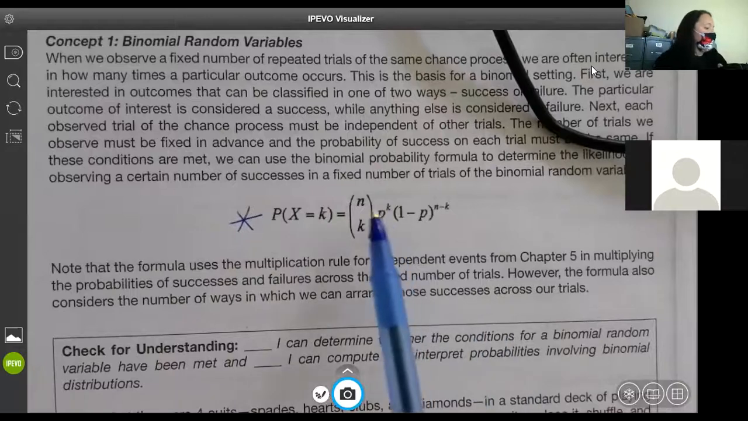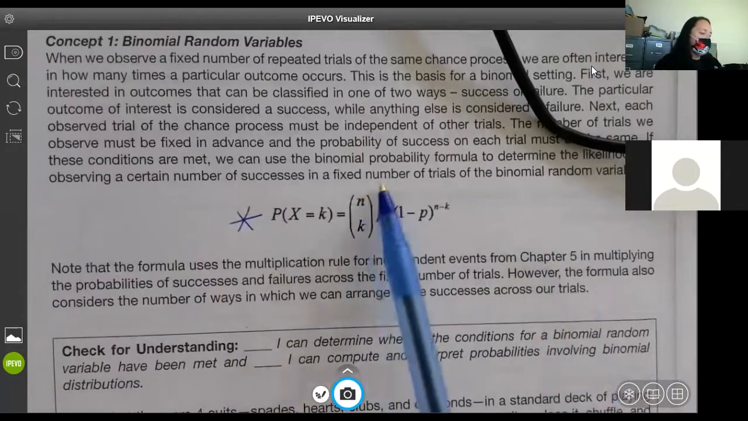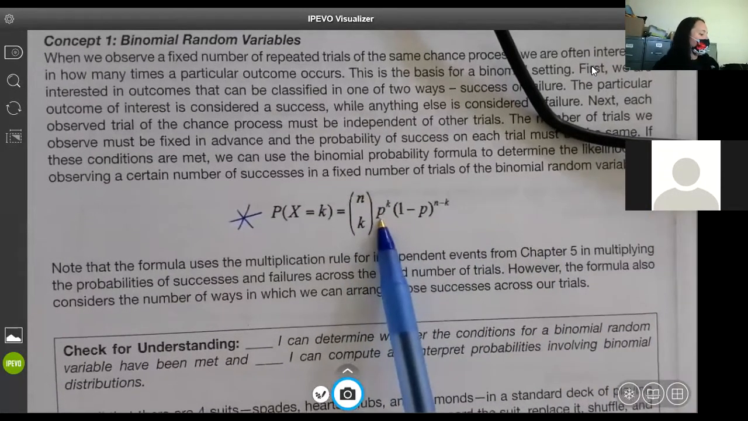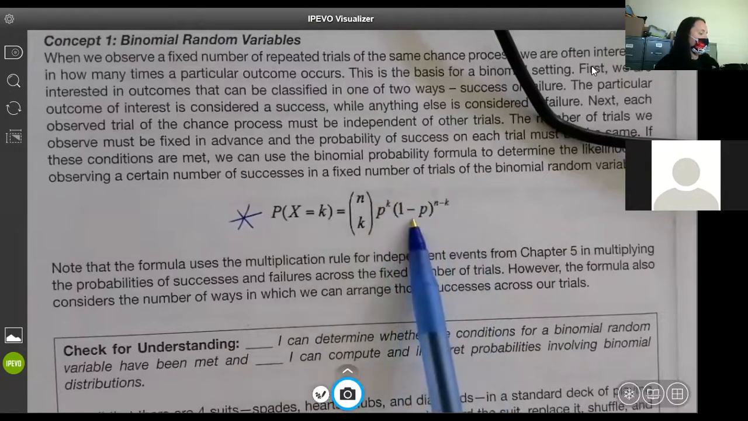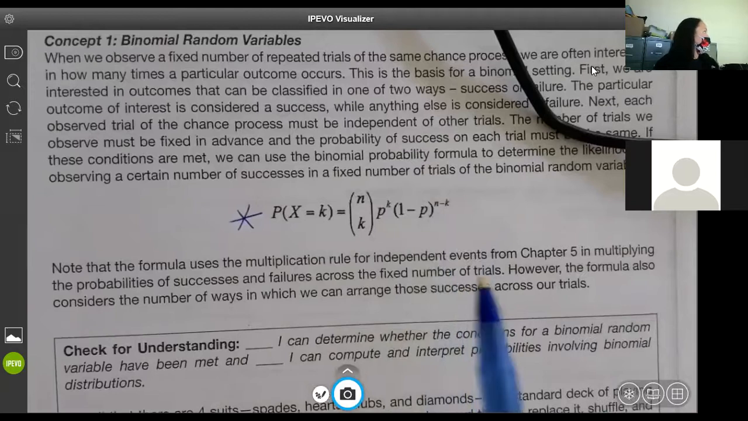Remember, it is like 10 choose 4, and then your probability of success, and how many times you're going to choose that success, and then your failures, and then how many failures you're going to have. So you do need to know that formula.